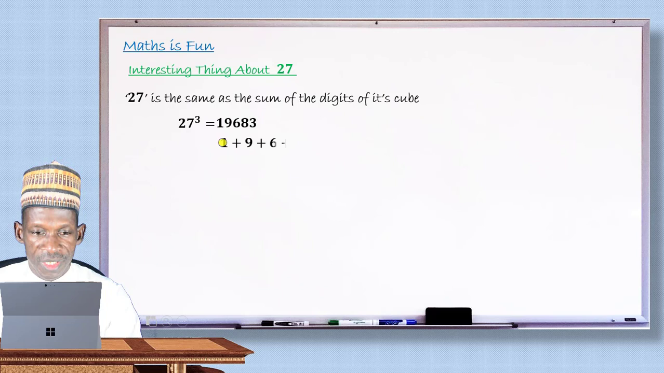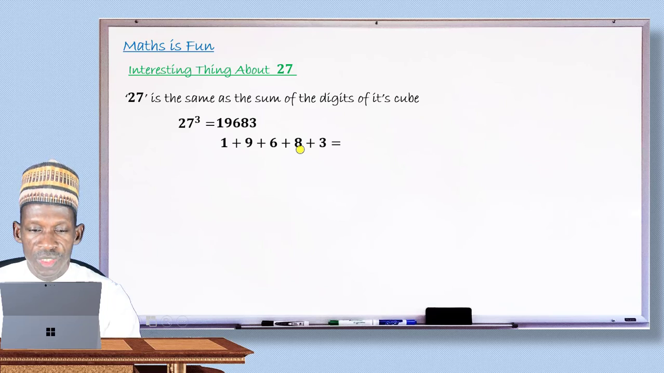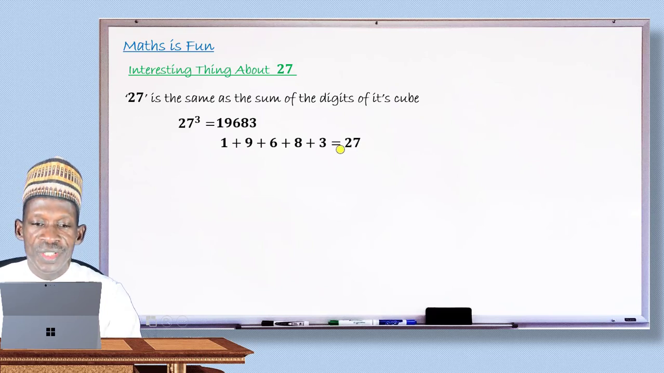So let me add those digits. 1 plus 9 is 10. 10 plus 6 is 16. 16 plus 8 gives me 24. And 24 plus 3, you get your number back, which is 27. So 27 is a very, very interesting number. We will see more of these things in mathematics in our subsequent lessons.